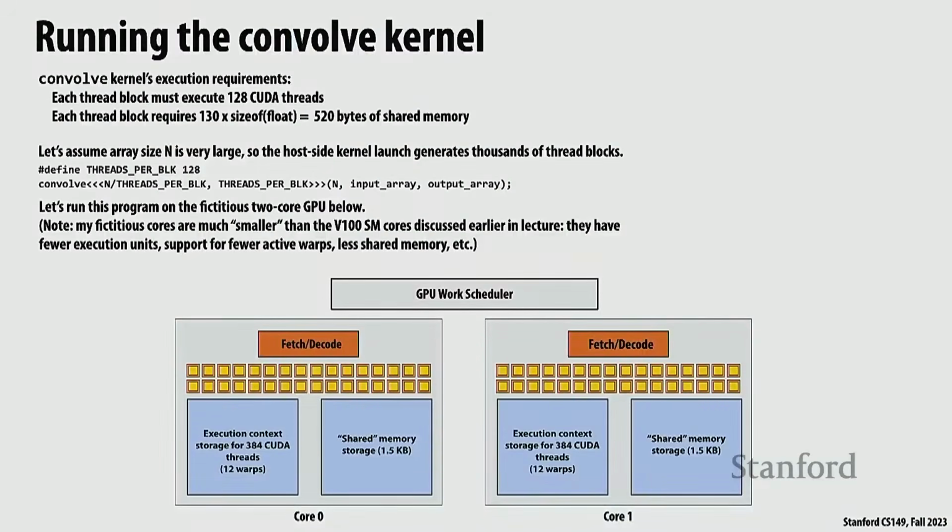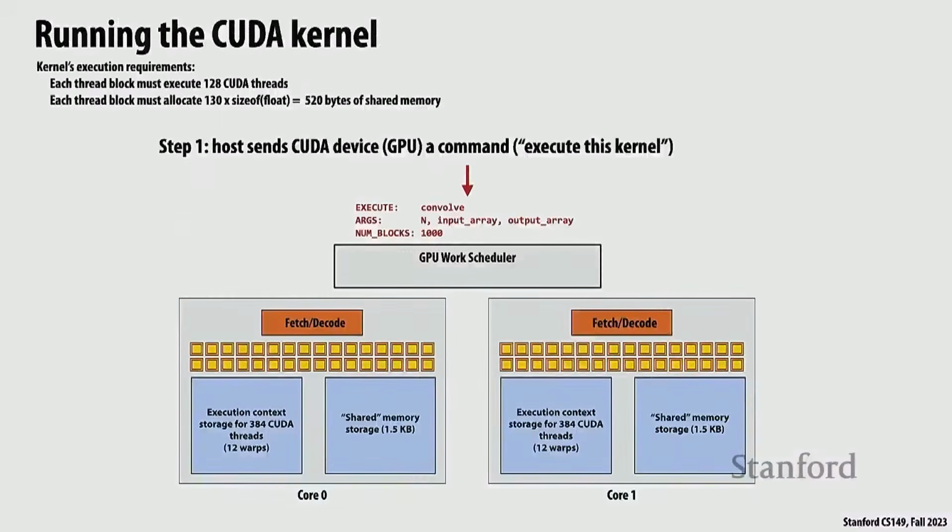So what do you think is going to happen? We run this thing. We say, okay, we need 8,000 thread blocks. You're implementing thread queues or thread pools. You know how it works. You're going to say, I need to execute this task, this convolve function. My arguments are this, and the number of blocks are 1,000.